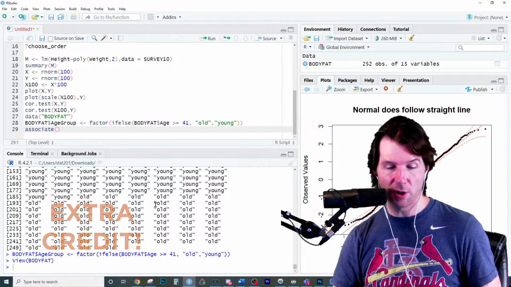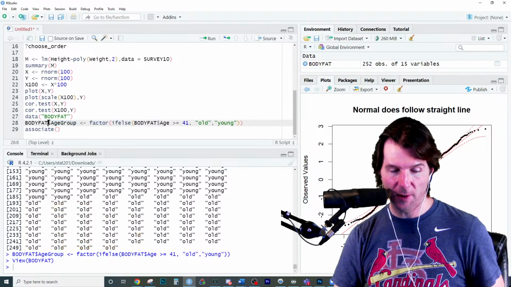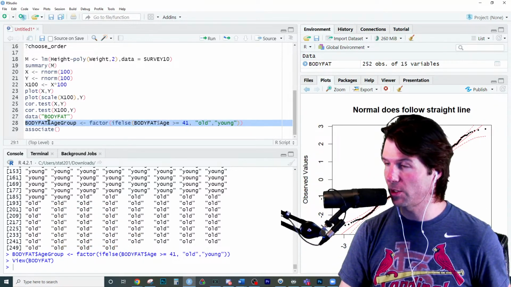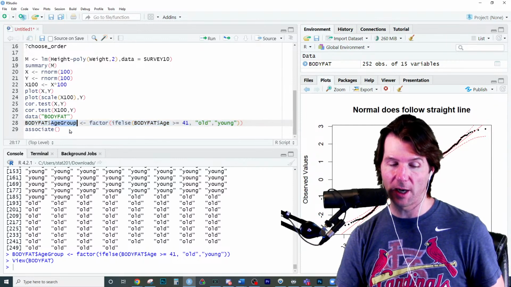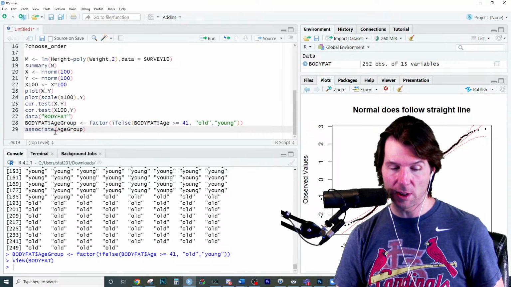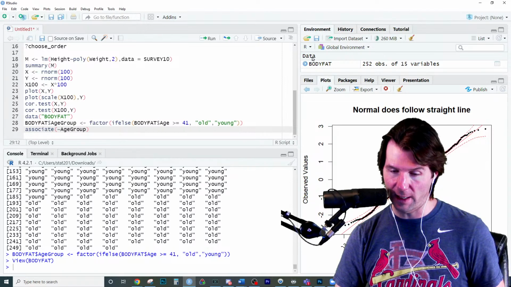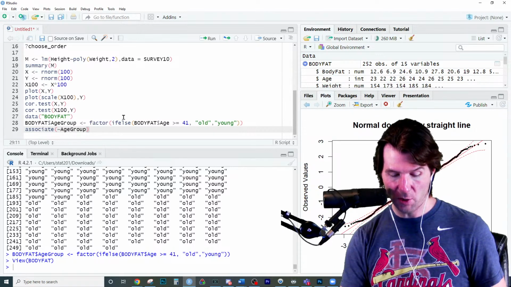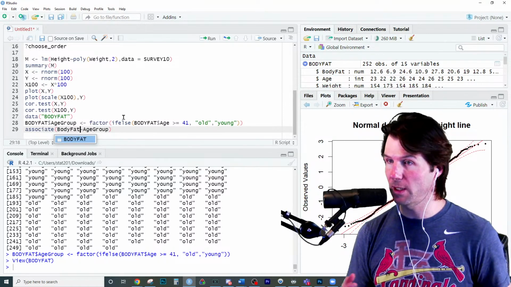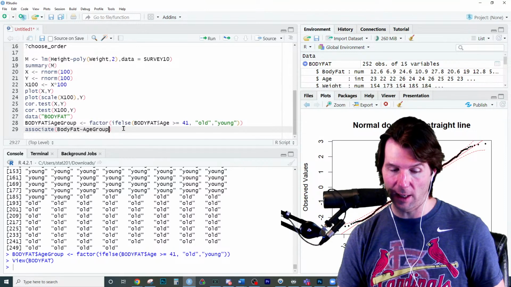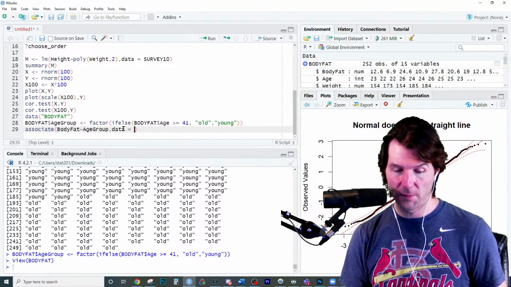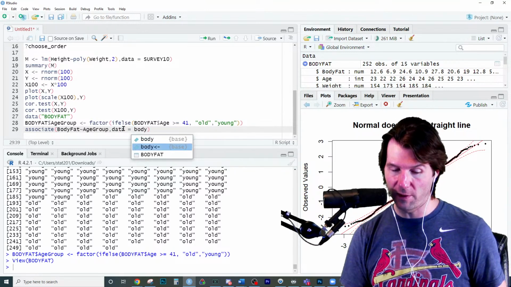So when I run the associate function right here, this part is not so big for your knowledge. It's a little more 474 coding to practice how to do those things. Does somebody's age group explain their body fat? Like if I knew someone was older or younger, would that tell me anything about the amount of body fat they have? We're going to do data equals body fat.